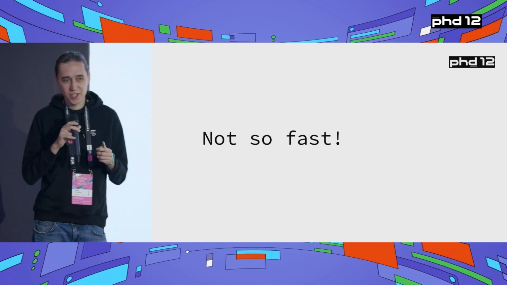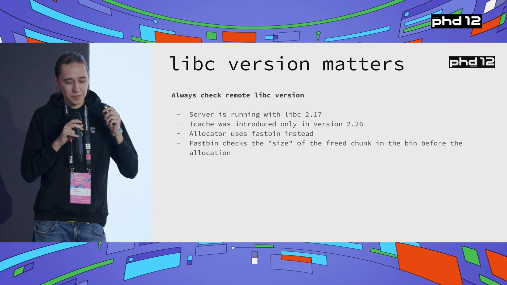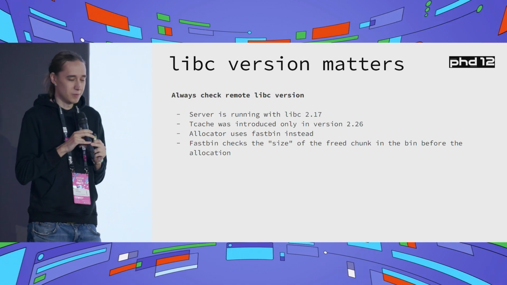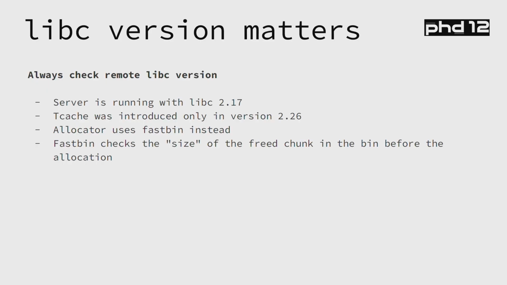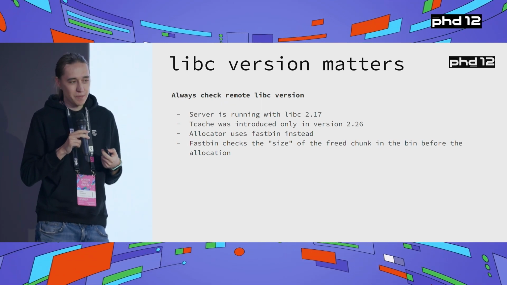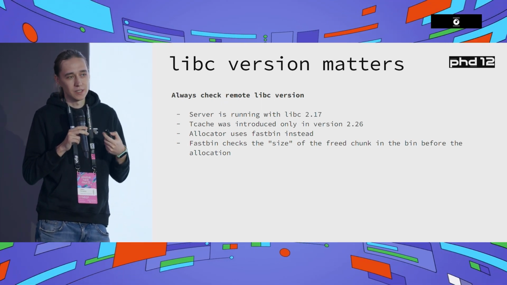I was so inspired by this success that I failed to notice a very important thing. In the target server, libc version 2.17 was running, while Tcache was only introduced in version 2.26, which means that the server doesn't know of Tcache yet. So instead of Tcache, the allocator is going to use fastbin.